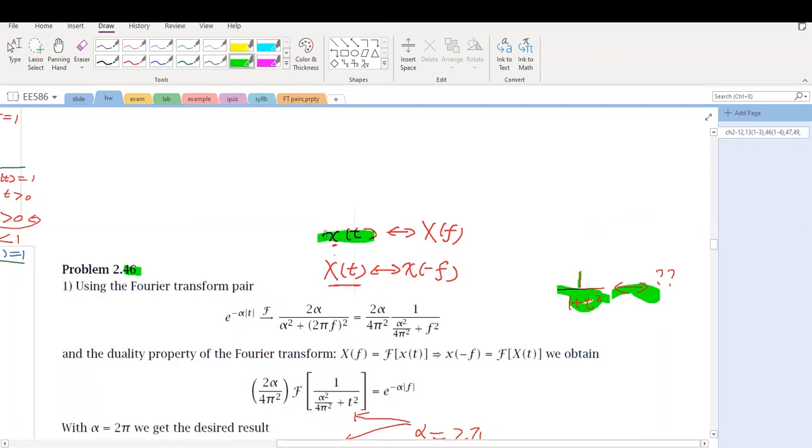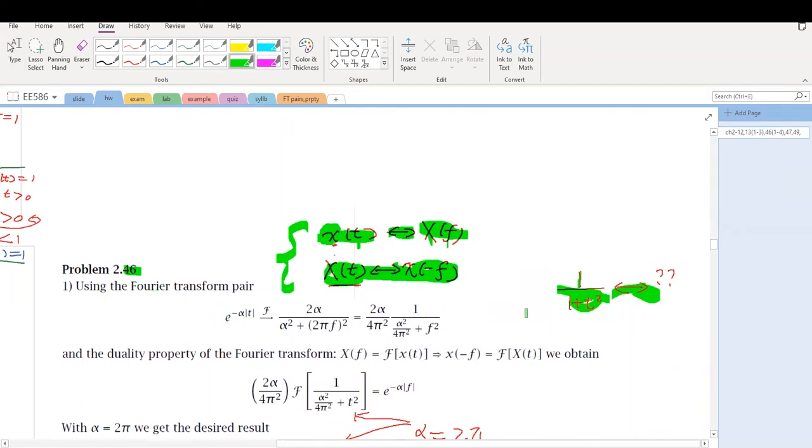We know that if x(t) has Fourier transform of big X(f), then for big X(t), you replace this f with t, what is the Fourier transform of big X(t)? That will be small x. You use this function, you replace t by minus f. That's the Fourier transform of this. You can see this is a duality pair.